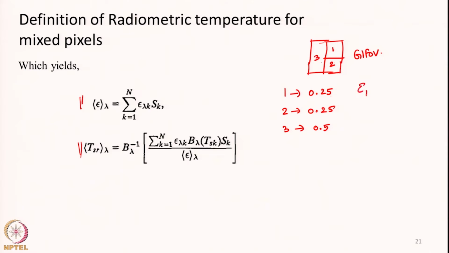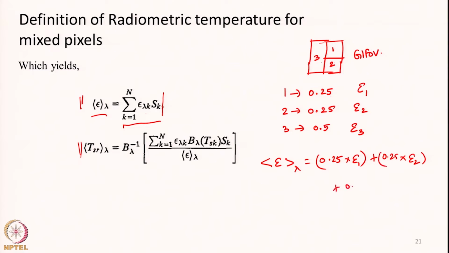Let us assume each object has emissivity 1, emissivity 2, emissivity 3. Then the ensemble emissivity of this particular GFOV is given by the aerially weighted value of emissivity of all the elements present within it. That is, the ensemble emissivity at a given wavelength lambda is given by fraction of object 1 multiplied by emissivity 1, plus fraction of object 2 multiplied by emissivity 2, plus aerial fraction of object 3 multiplied by emissivity 3.